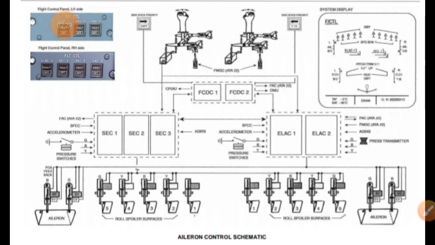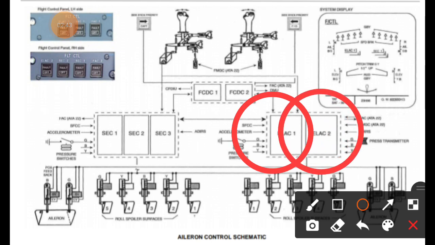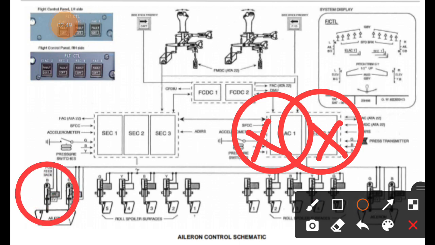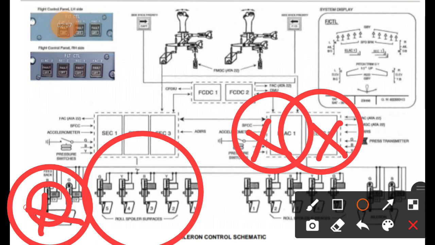The other thing is this: when the ailerons have failed, for example, if both the ELAC computers have failed, number 1 and number 2, then there is no more control of the aileron. So we get the roll with the spoilers. Whenever there is no more control of the aileron, we get the roll with the spoilers.